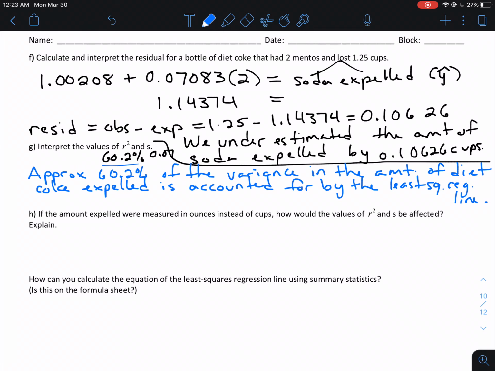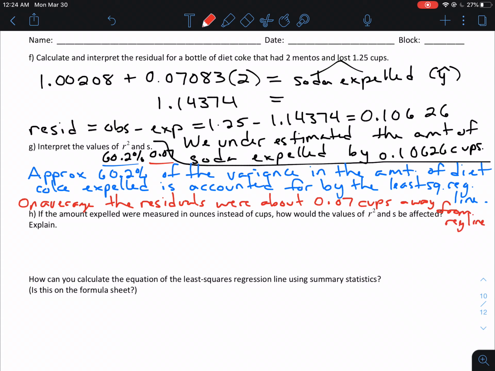Cool. So now let's go back and do S. So S being 0.07, we would say on average, the residuals were about 0.07 cups away from our regression line.